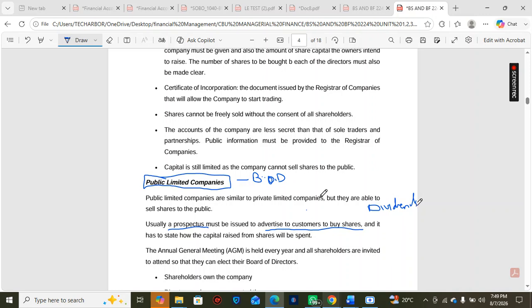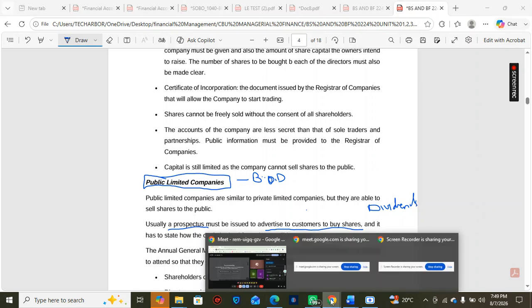Now, the other type of shareholder is a preference shareholder. Preference shareholders do not have voting rights, but they're entitled to a fixed dividend, meaning each year they need to be paid their dividend. And if that dividend is not paid in a year, it means the next year the company will owe them the previous year's dividends which were not paid.